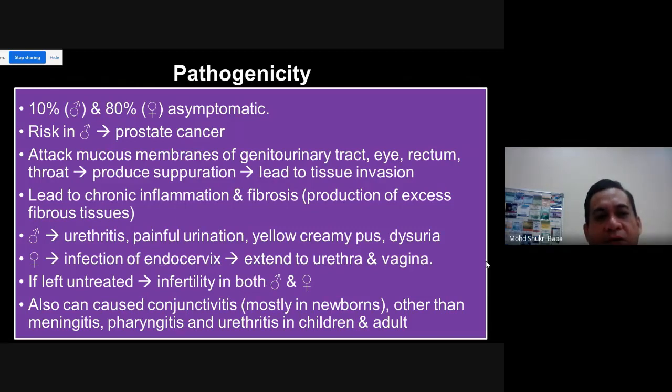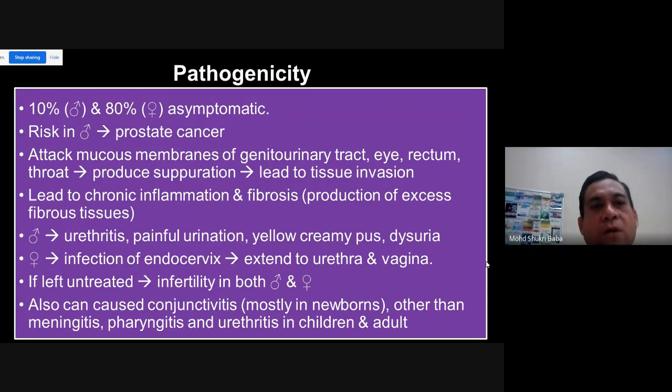In male, they also can cause urethritis, painful urination, yellow creamy pus, and also dysuria. In women, they also can lead to infection of the cervix, extending to the urethra and also the vagina. If left untreated, they might cause infertility to both male and female. Neisseria gonorrhoeae ni ada potensi sekiranya awak tak dapat rawatan gonorrhea as sejenis penyakit STD, both female and male, pasangan tu akan mandul. Infertilities. They also can cause conjunctivitis, mostly in newborns, other than potentially causing meningitis as well, pharyngitis, and also urethritis in children and adults.